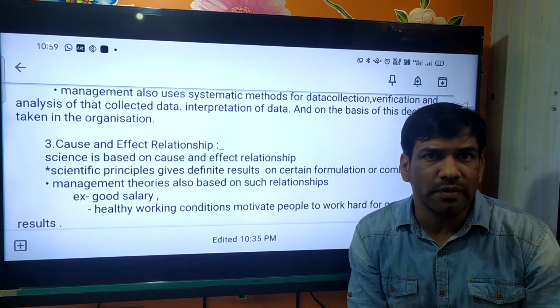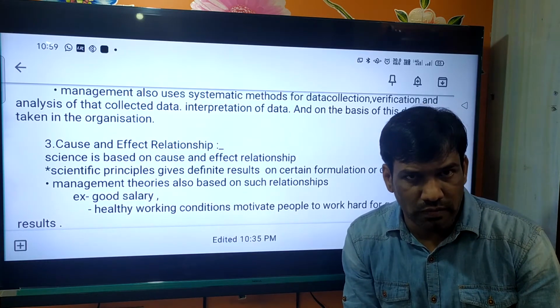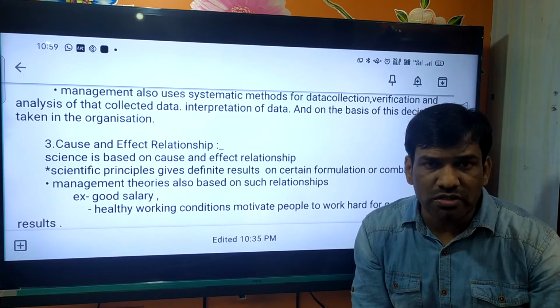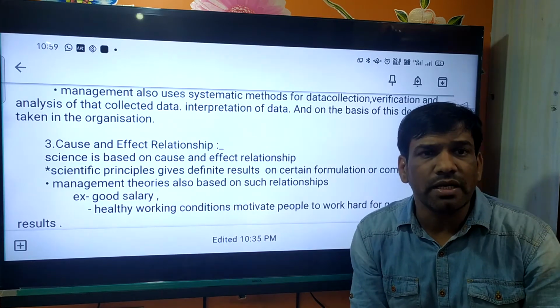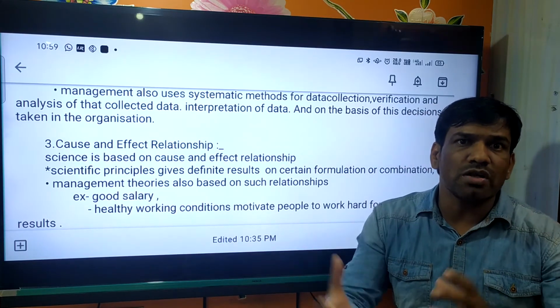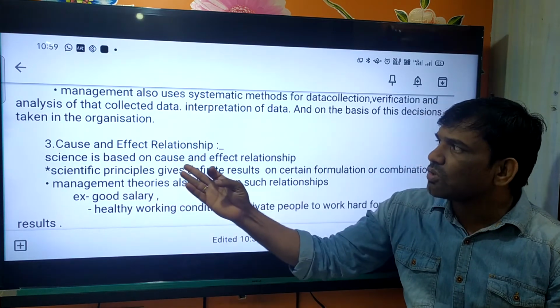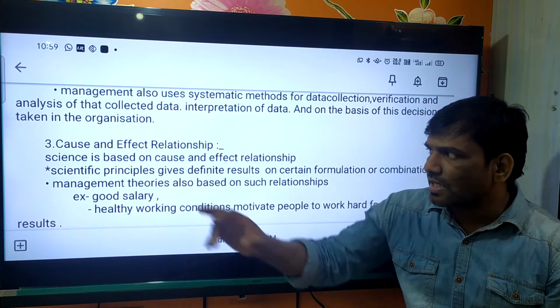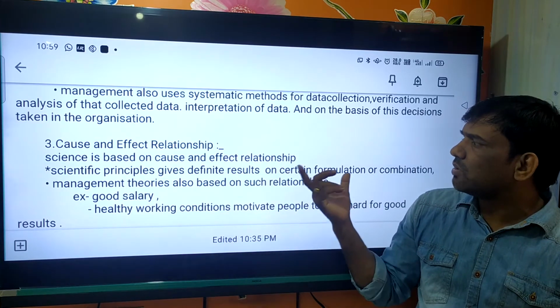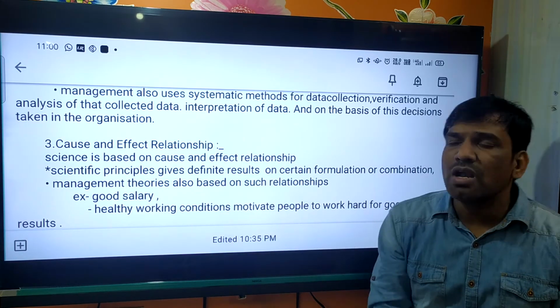अगर साइंस में आप एक experiments करते हो, एक cause करते हो, so you will get the definite result. Means there is the cause and effect relationship you will find in the science. Science is based on cause and effect relationship. Scientific principles give the definite result on certain formulation or certain combination.